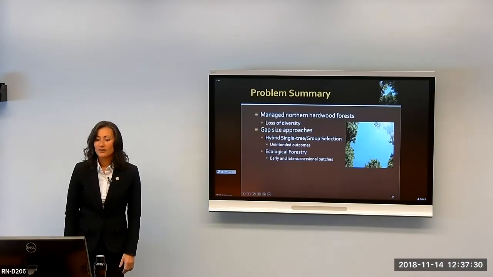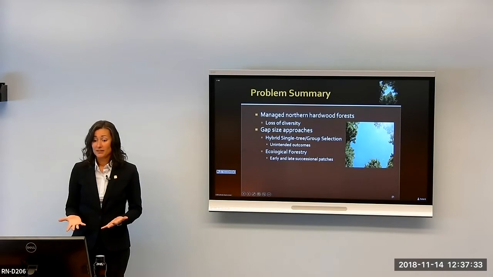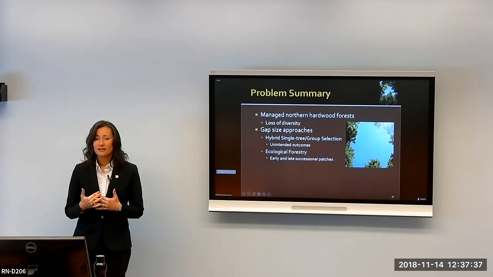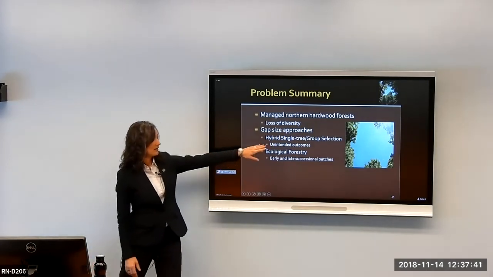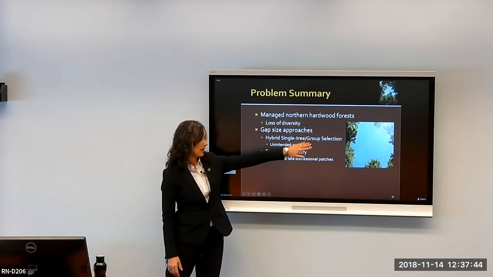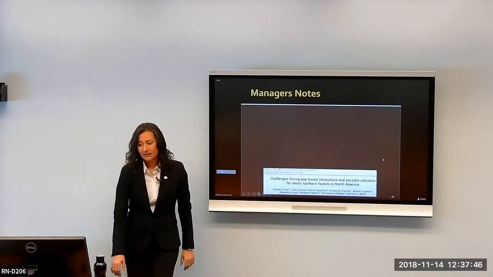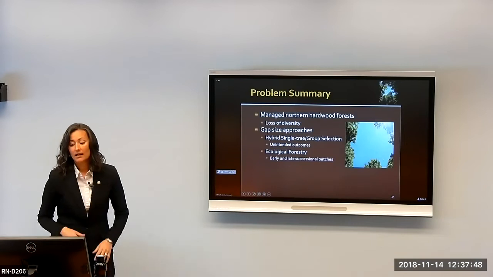In terms of that larger example problem that I've been talking about in the loss of diversity, does the working hypothesis work? This idea of using single tree removals and including gaps or groups. And there could be some unintended outcomes.